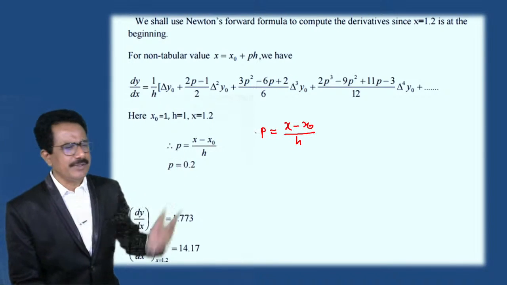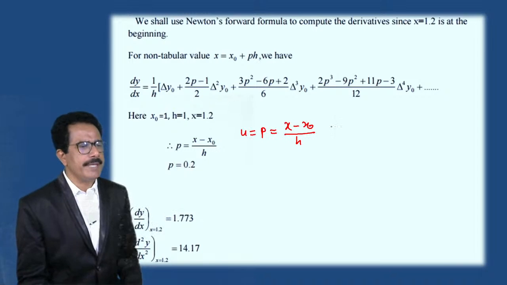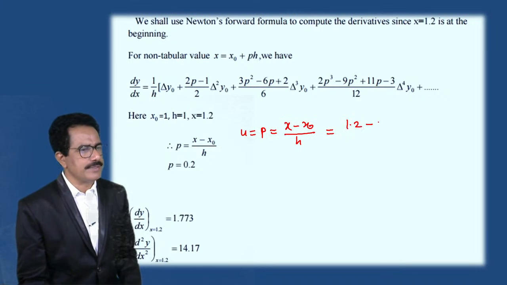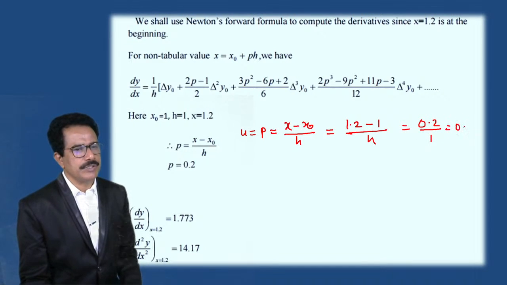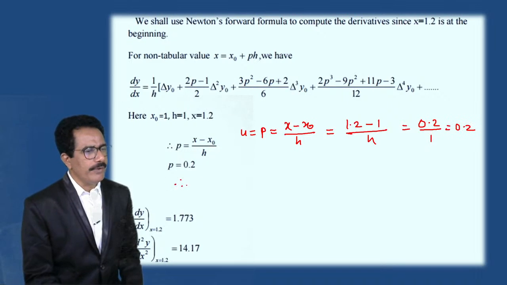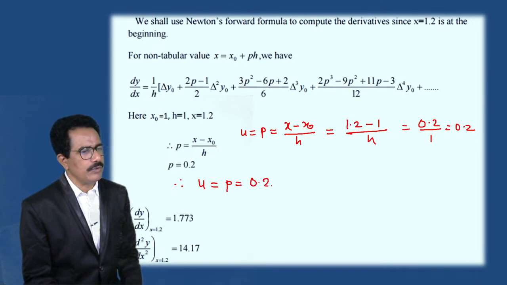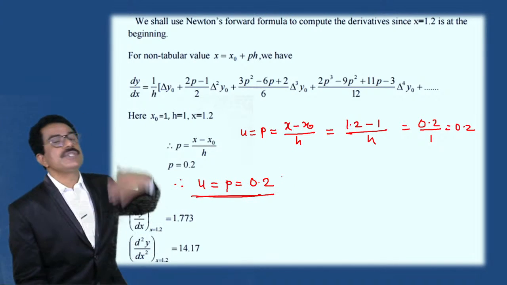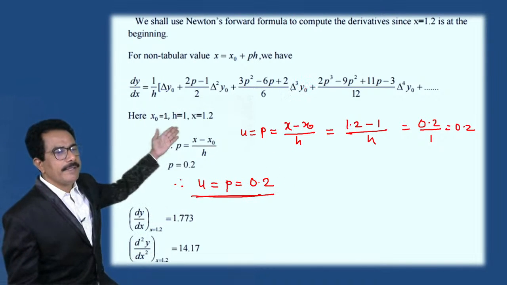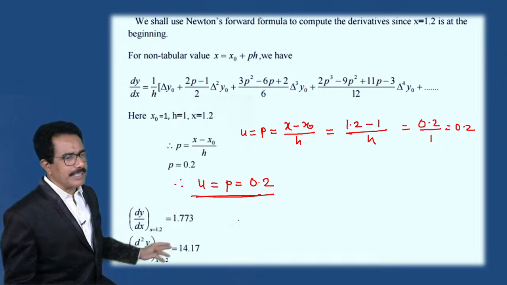u is equal to p is equal to x means 1.2 minus x0 means 1 divided by h, that is equal to 0.2 divided by 1. So we will get u is equal to p is equal to 0.2. Put this value in equation 1 and solve.